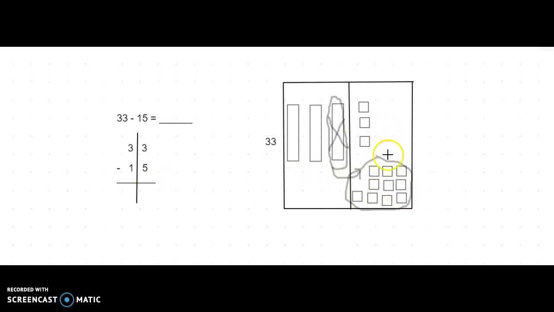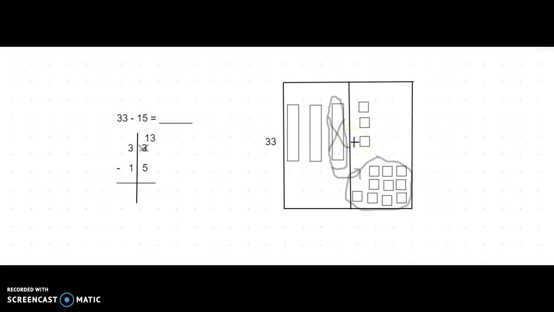So how many ones do I have over here now? I had my original 3 plus this new group of 10 now. So if I have 10 plus 3, I have 10, 11, 12, 13 ones in here now. So I need to show that. I don't just have 3 ones here, I have 13 ones.